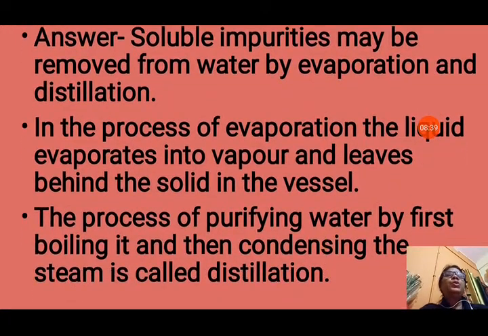So, what is evaporation? In the process of evaporation, the liquid evaporates into vapor and leaves behind the solid in the vessel. So, we can collect the solid from the vessel. Second, the process of purifying water by first boiling it and then condensing the steam is called distillation. First we boil, then the liquid changes into vapor, and then the vapor is cooled so that it condenses to form water, or whatever liquid we are taking. This process is called distillation.